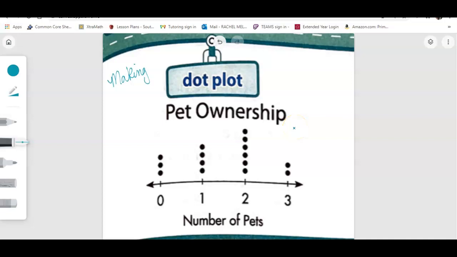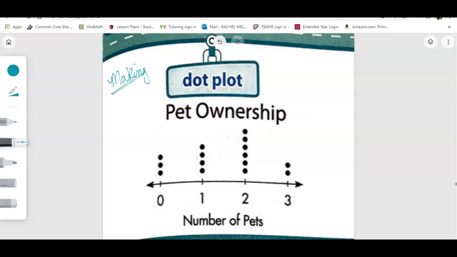So yesterday our lesson was on reading dot plots. So taking a dot plot like this one and looking to see a couple of things. We were mainly focusing on how many dots we saw, okay? Because remember, each dot represents a person, right? Also, we were looking to see which number has more or which number has less than the others, okay?